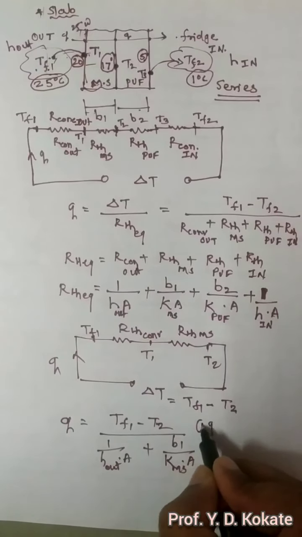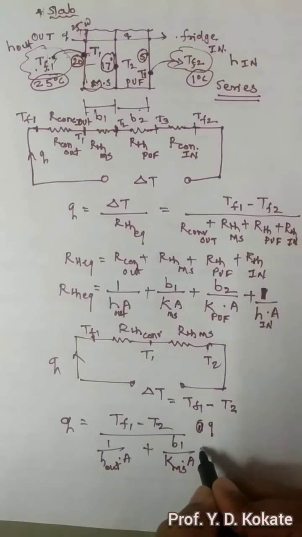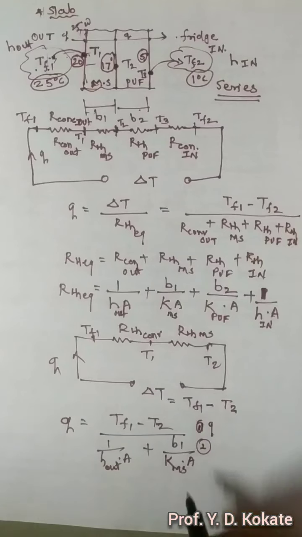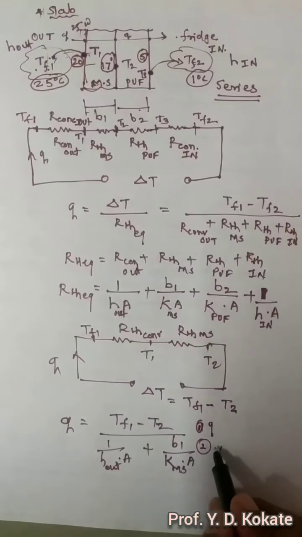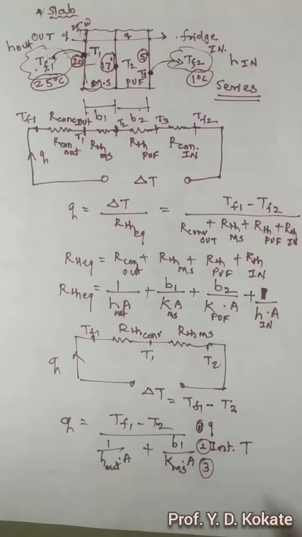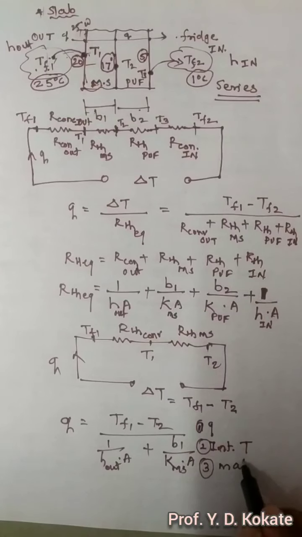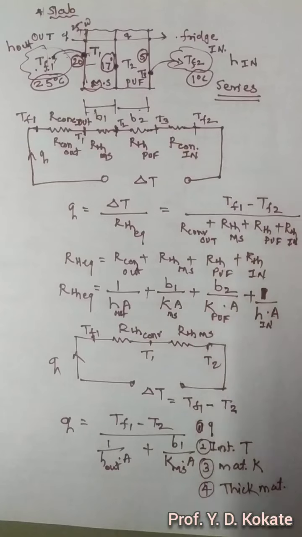First, we can easily find out the heat transfer. Second, we can easily find the intermediate temperature. Third, we can easily find the material thermal conductivity. Sometimes the material thermal conductivity is not given, and that also we can find. And fourth, we can also find the thickness of the material. So this is nothing but the design of any thermal equipment.